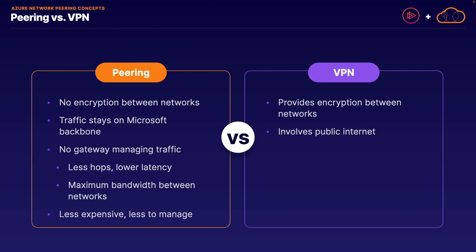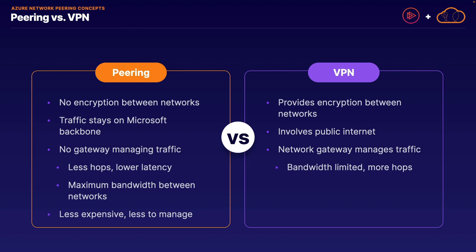Also, compared to network peering that does not have a gateway that's managing traffic, not surprisingly, VPN does have a virtual network gateway that does manage your traffic, which means you are a lot more limited to the overall maximum bandwidth, and there are more hops or links in the chain between your virtual networks.